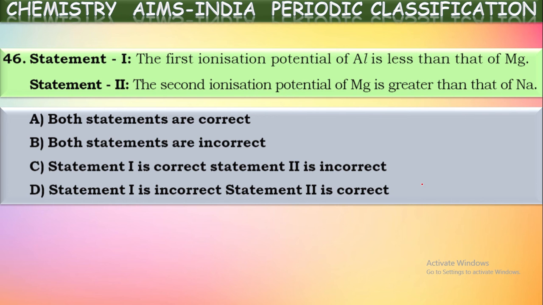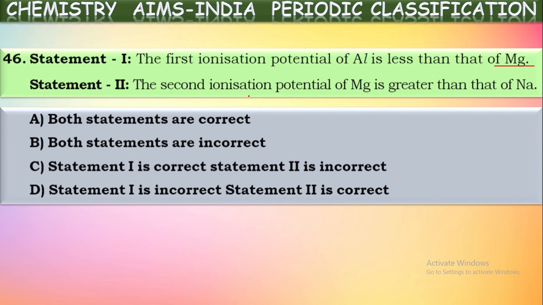Okay, both are different statements. Let us come back to the first one. Aluminum is having a single electron in its 3p subshell, whereas magnesium is having a paired electron in its 3s subshell. So the removal of a paired electron is a little more difficult than removal of a single electron. That is why magnesium is having greater first IP.